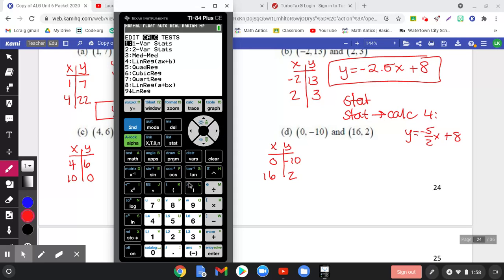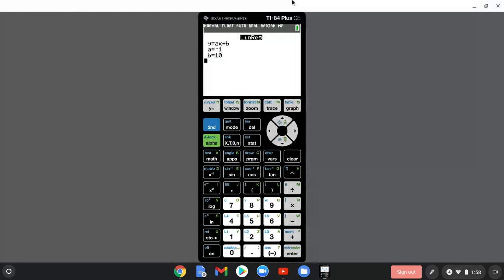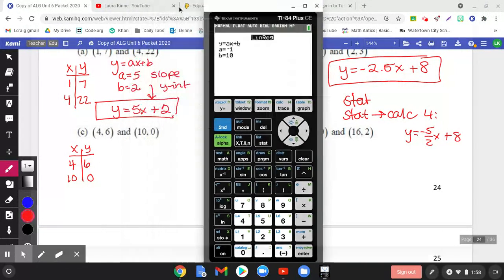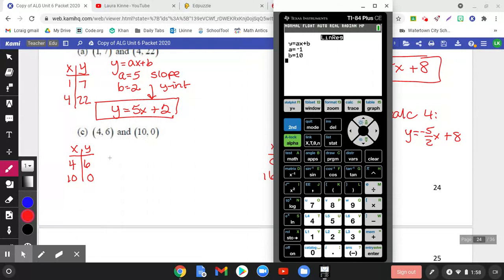Stat, over to calc, choice 4. Calculate. There it is. There's your slope, your y-intercept. So y equals negative 1x plus 10. And your slope's negative 1, y-intercept's 10.